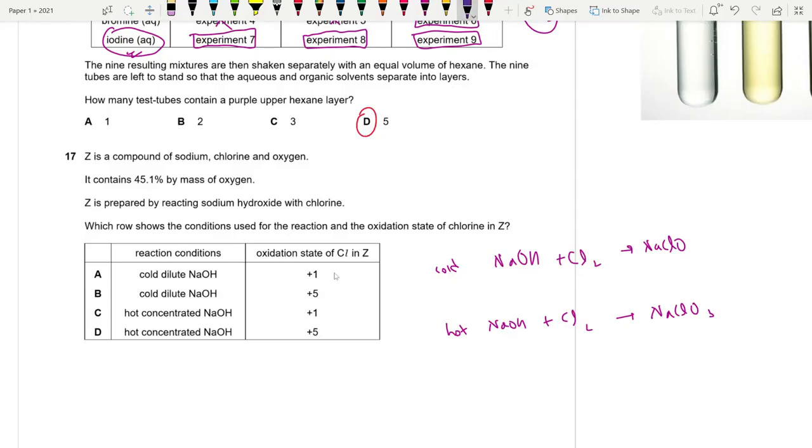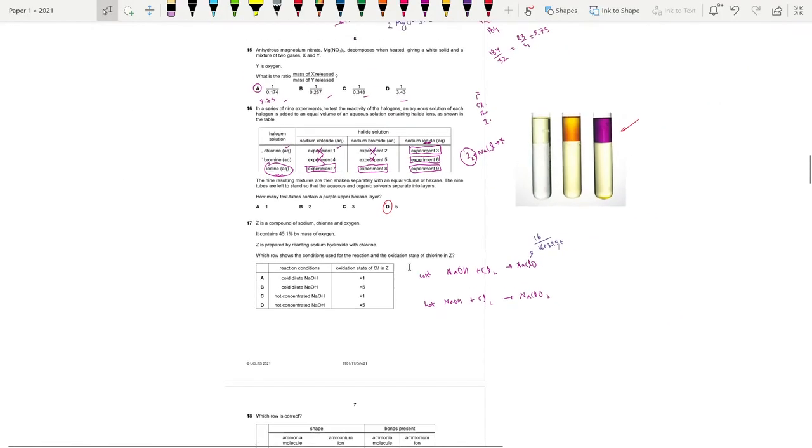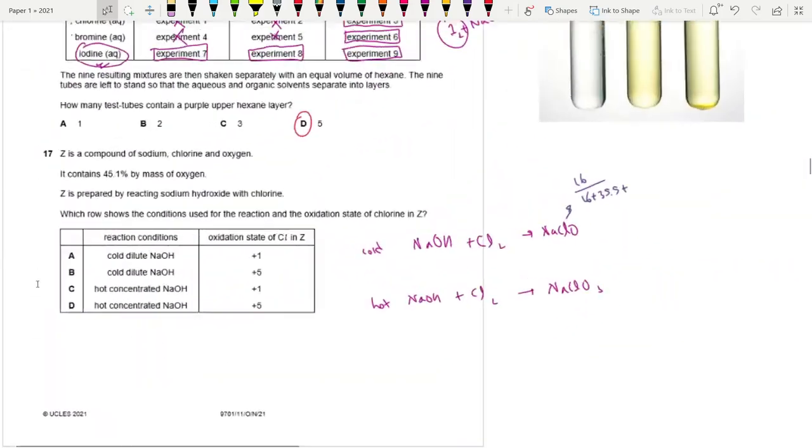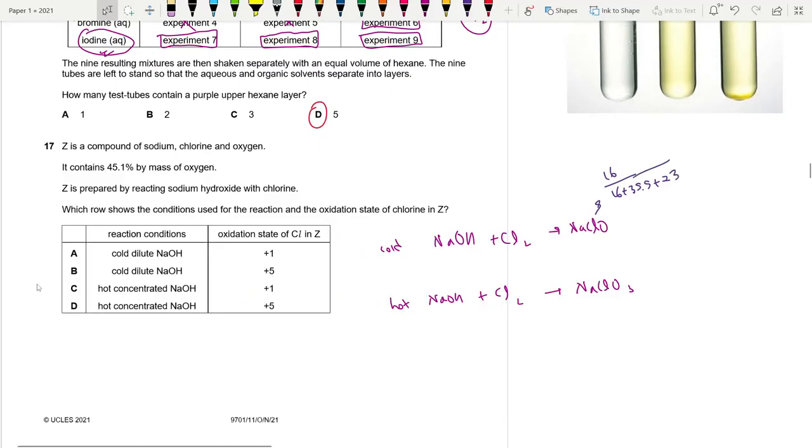So the compound contains 45.1% by mass of oxygen. Let's try this compound: 16 divided by 16 plus 35.5 plus sodium, which is 23, multiplied by 100. It gives us a value of 21.5%. So this doesn't look good. Let's look at the next one.